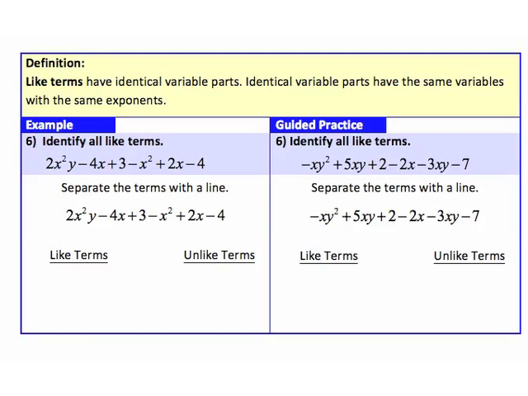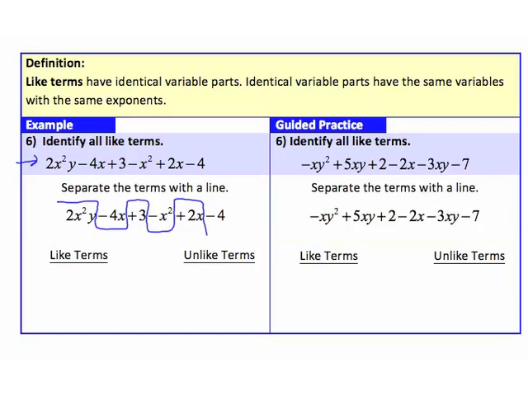Let's take a look at another definition. Like terms have identical variable parts. Identical variable parts have the same variables with exactly the same exponents on those variables. Let's take a look at an example that will help you identify the like terms in an expression. So we have this very big expression here, and the first thing we're going to want to do is identify the different terms. So we're going to want to separate each of these terms with a line. Remember to include the sign in front of the term when we're drawing our lines here.